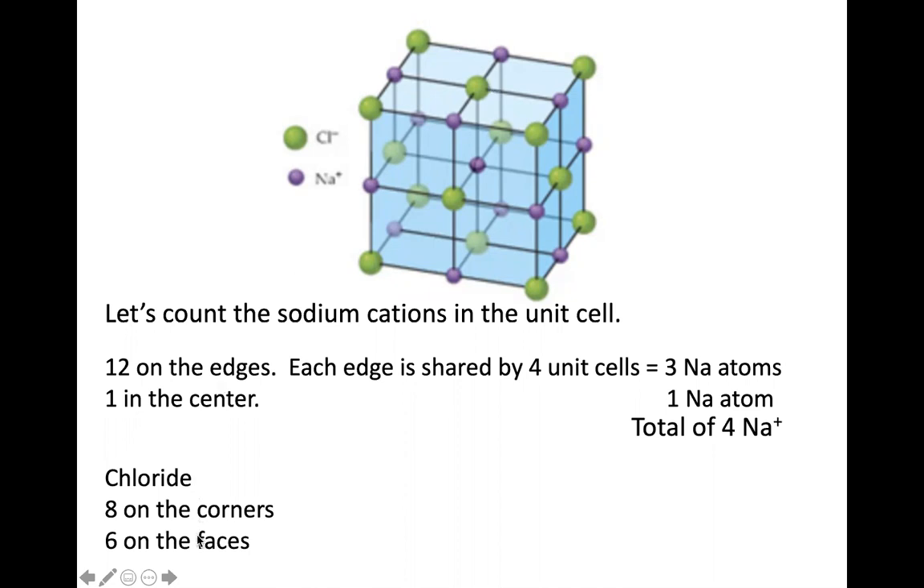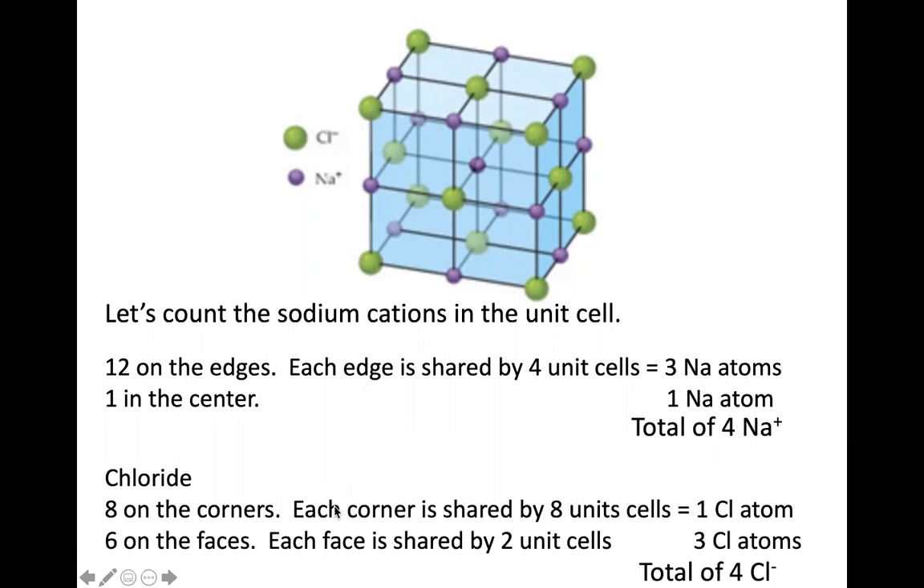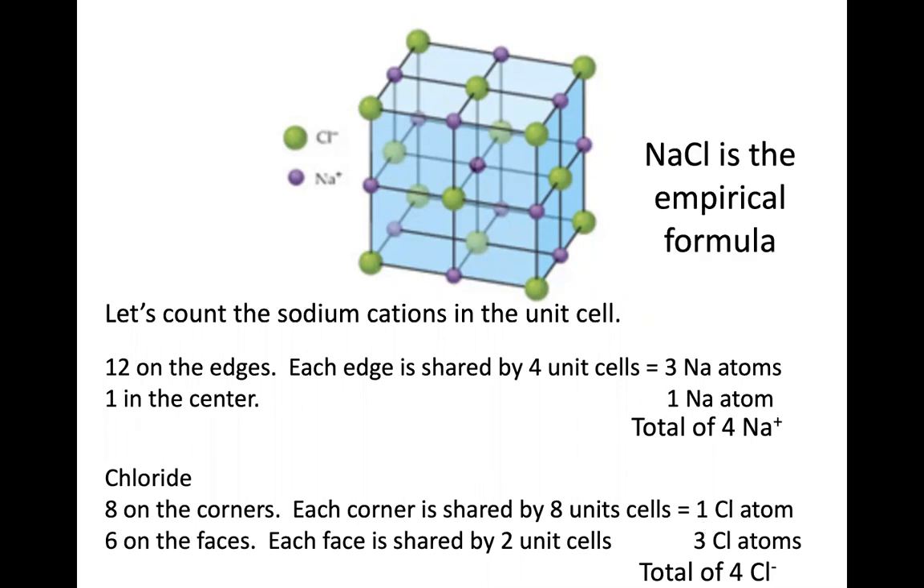Each of the ones that are on the face has a 1/2 contribution. Each of the ones on a corner has a 1/8. 8 times 1/8, 6 times 1/2. Okay, I get a total of 4 chlorides that are there as well. I'm using the picture right here to come up with the number of atoms that are present, and that becomes the empirical formula.